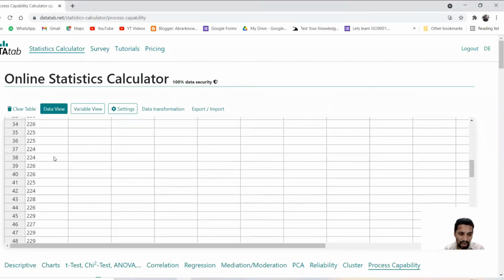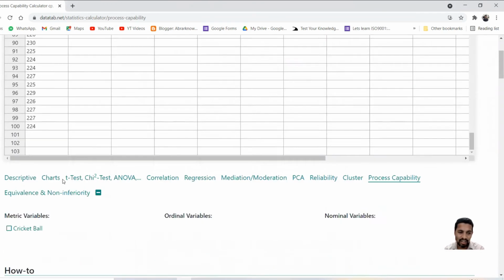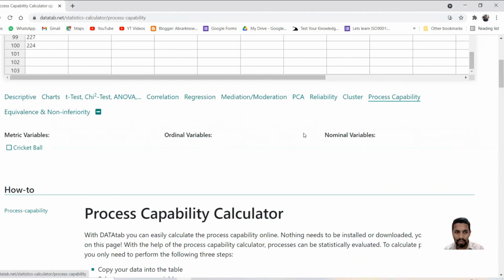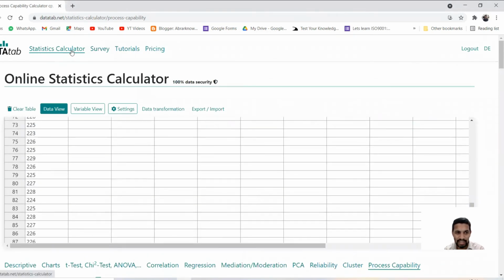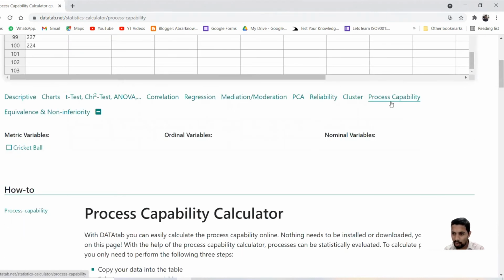So, I'm just doing a sanity check, ensuring that all 100 values are there. It's there. So what I need is process capability. I need to click statistical calculator. I pasted the values and then I'm just clicking process capability, CP, CPK, and Z-bench. And the metric has already been identified.